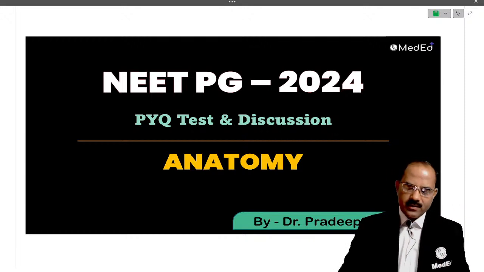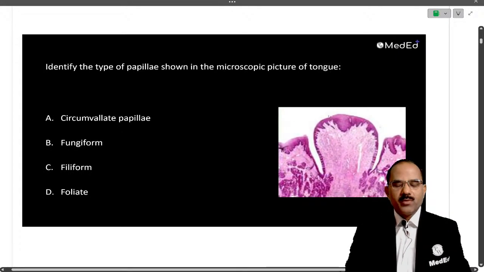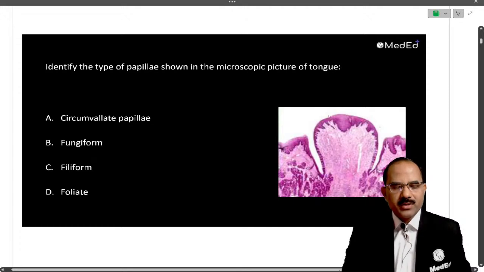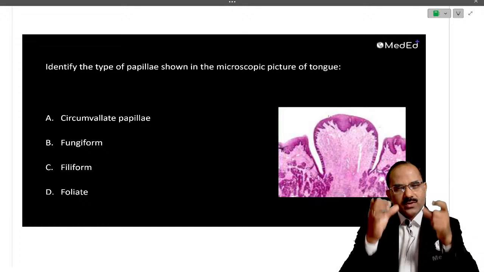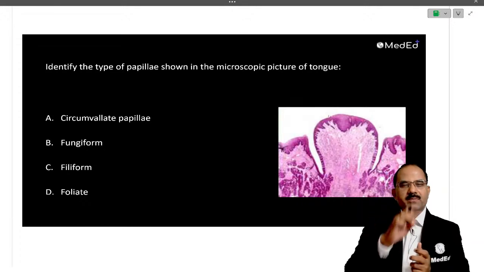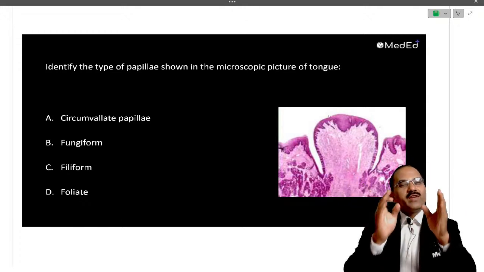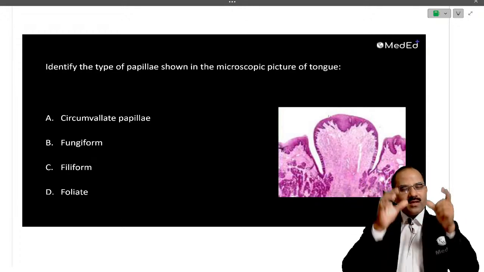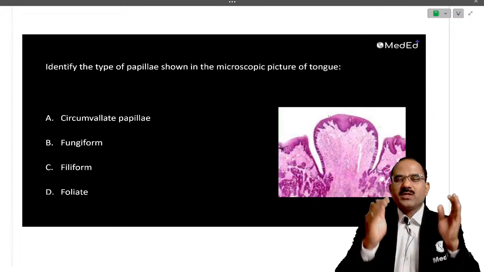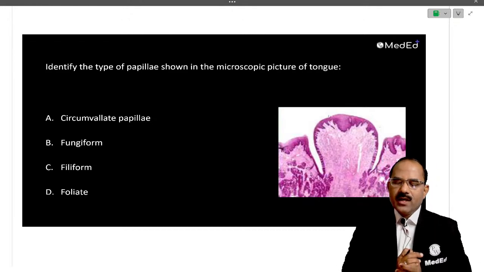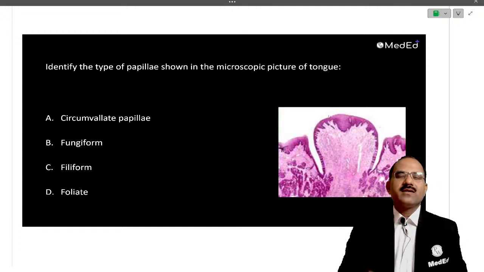Okay. So, here I begin with the first MCQ. Have a look at this. Identify the type of papillae shown in the microscopic picture of the tongue. We know the dorsal aspect of the tongue is divided into anterior 2/3 and posterior 1/3 by a V-shaped sulcus. What is that sulcus known as? The sulcus terminalis. And at the apex of the V, what do we have? The foramen cecum. Correct? The anterior 2/3 of the tongue is rough, shows a number of small projections which are known as papillae. Right? So there are four types of papillae: filiform, fungiform, foliate, and circumvallate.